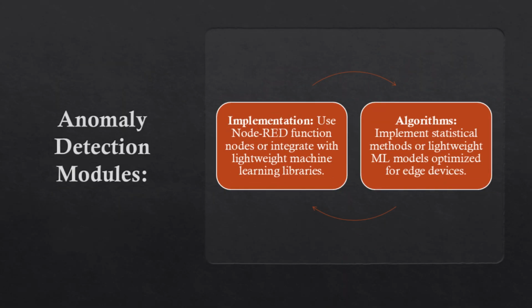An essential feature of our edge computing is the ability to perform real-time anomaly detection. We implement this through Node-RED function nodes, where we can code custom algorithms using statistical methods. For more advanced detection, we integrate lightweight machine learning libraries optimized for edge devices. This enables us to identify and respond to irregularities promptly, enhancing system reliability and safety.